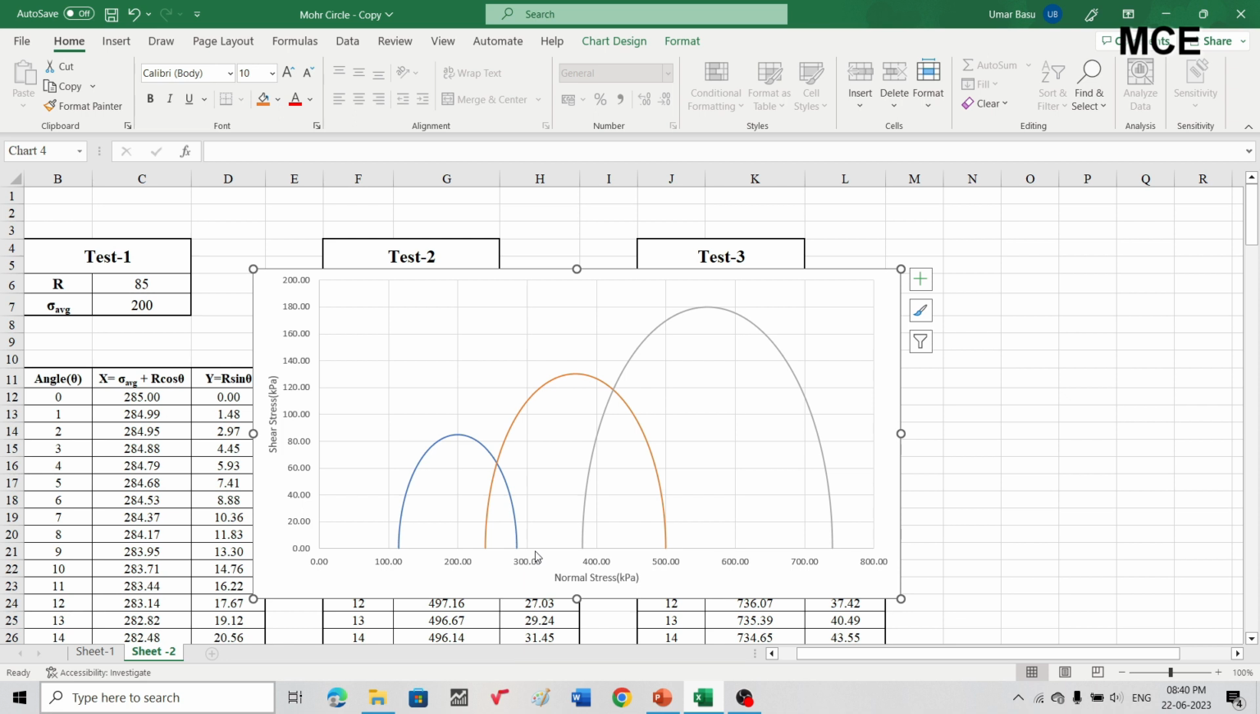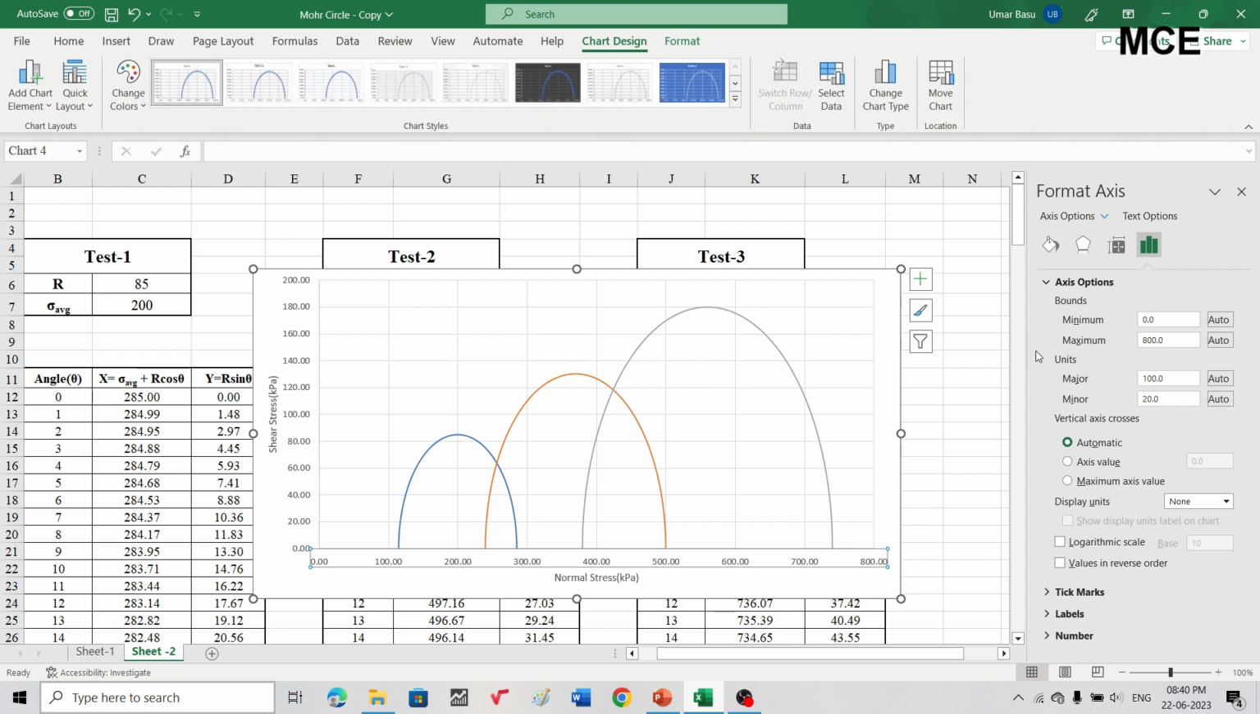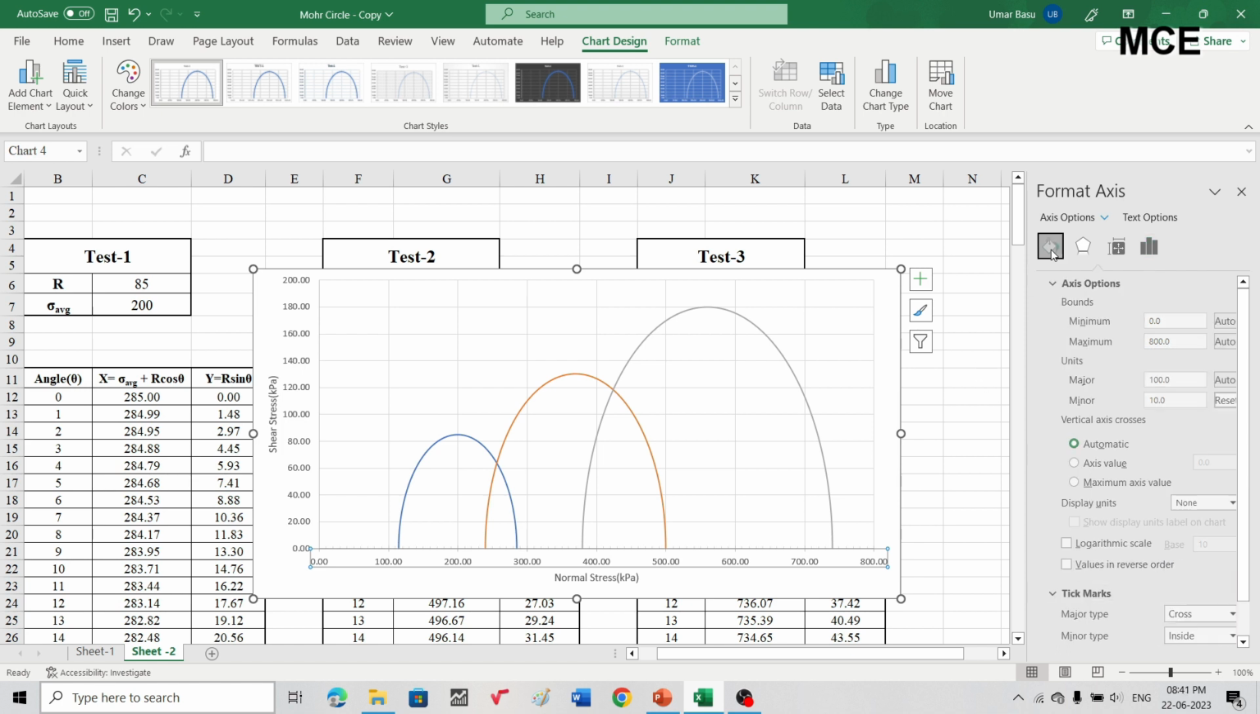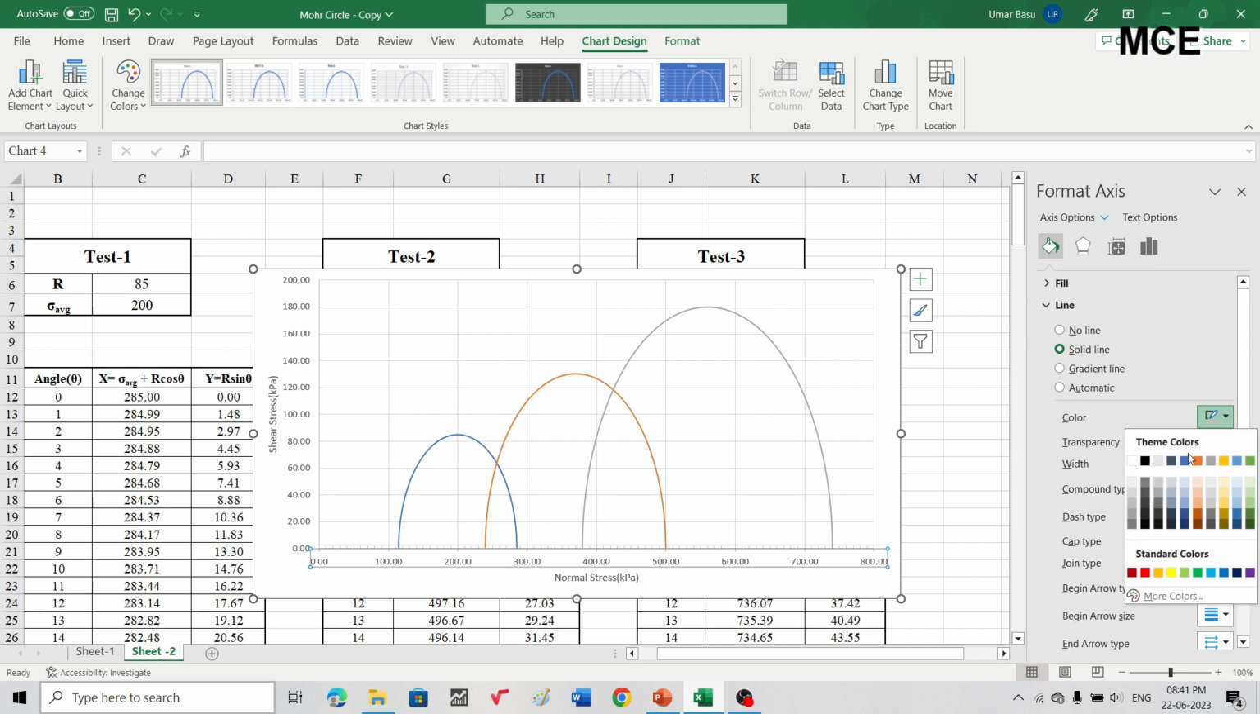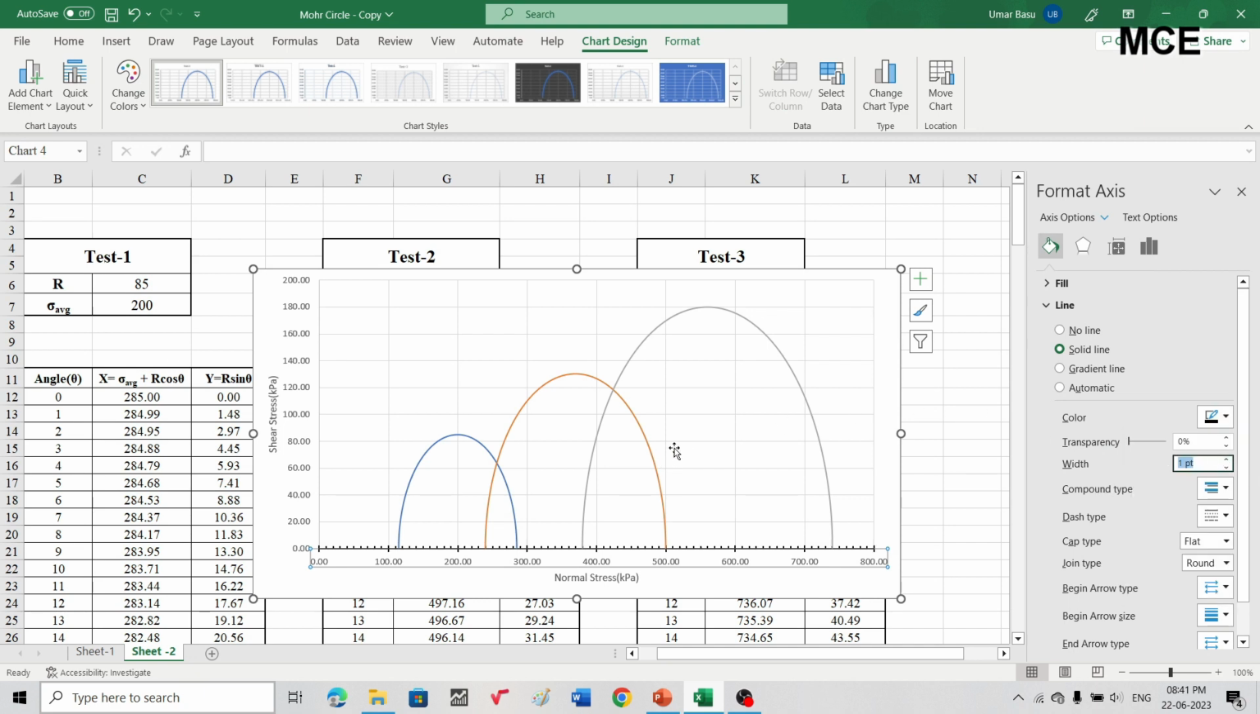After that, we will make some modifications to this chart. First, you will click on the horizontal axis and you will change the units, that is major units will be 100 and minor units will be 10. You can make the tick marks visible for major type as the cross and minor type as inside to see the values, and you can also change the color from gray to black. Okay, and you can also change the thickness.